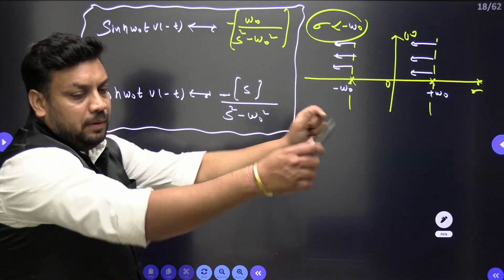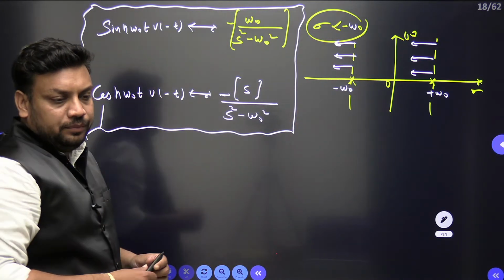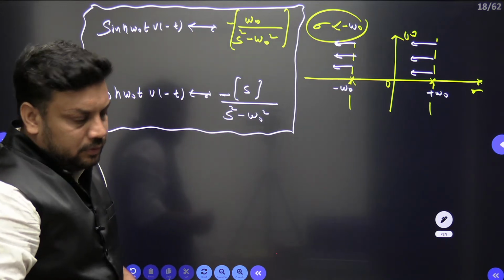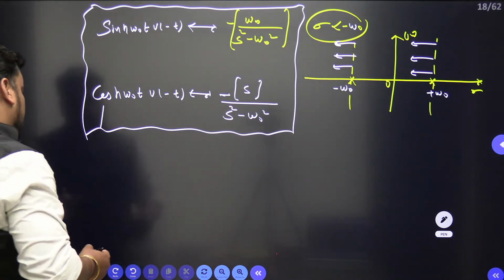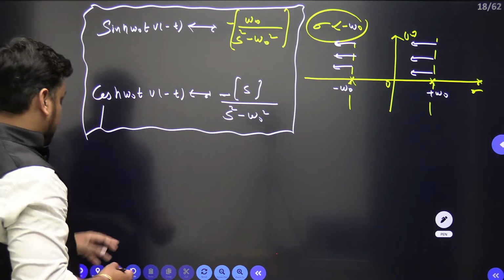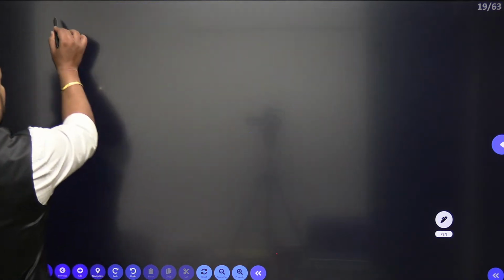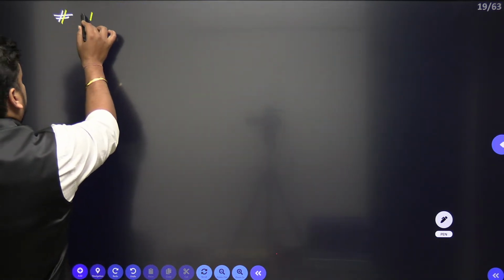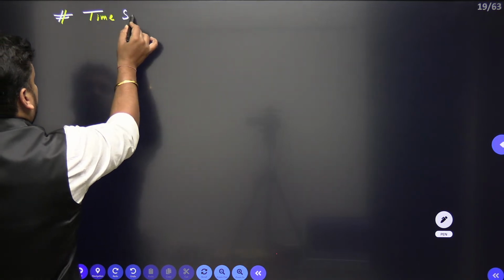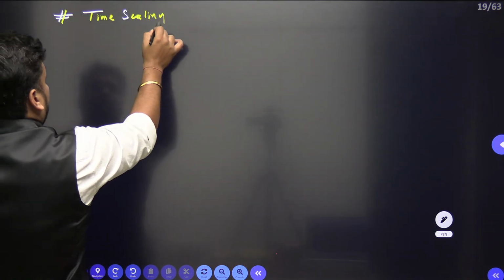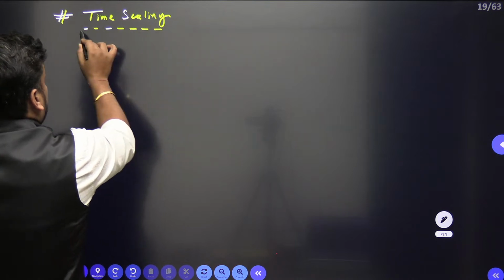Shall we go for next now? Yes. So students, I think the 4 properties we have already discussed. Now we are talking about the next property, that is the time scaling property. So what is the time scaling property?